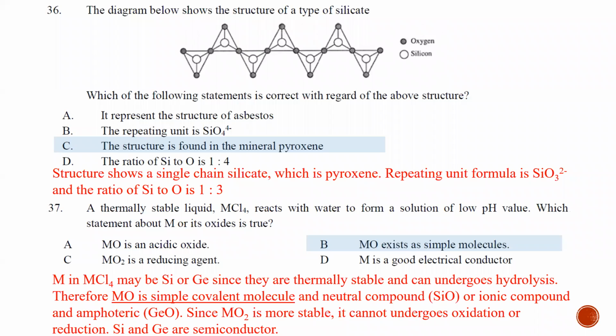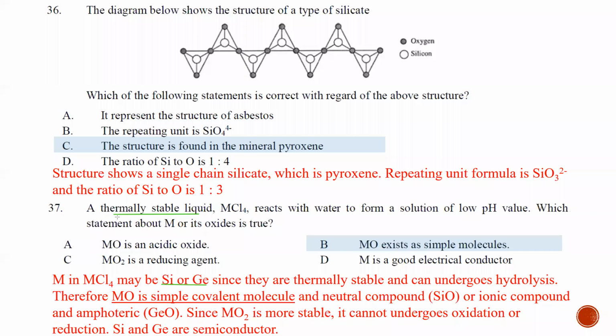37. The thermostable liquid MCl4 reacts with water to form a solution with a low pH. This low pH is actually due to the formation of HCl, for your information. So which statement about M or its oxide is true? M as an acidic oxide is uncertain, because M can be SiCl4 or GeCl4, because these are the only two chlorides that are thermally stable in here. The question says it's thermally stable, so it might be silicon or germanium, and then it reacts with water by acidic hydrolysis, so it forms a solution of low pH.